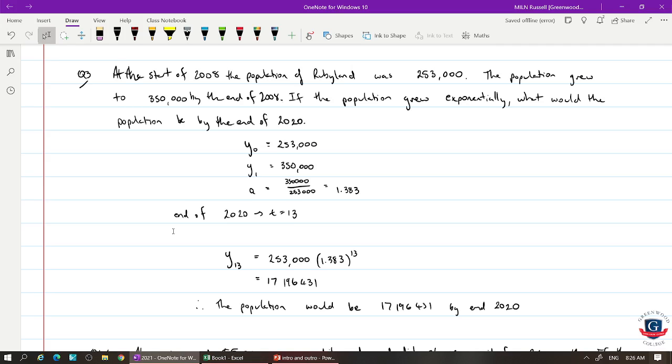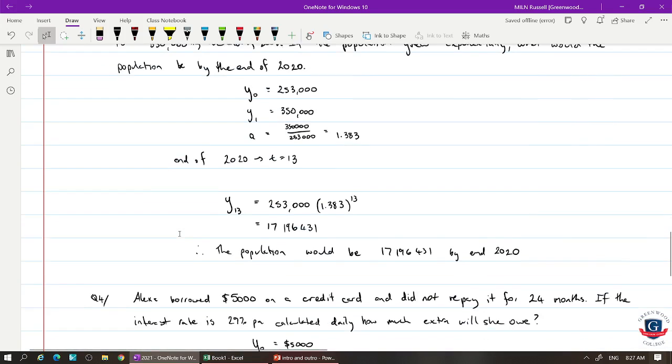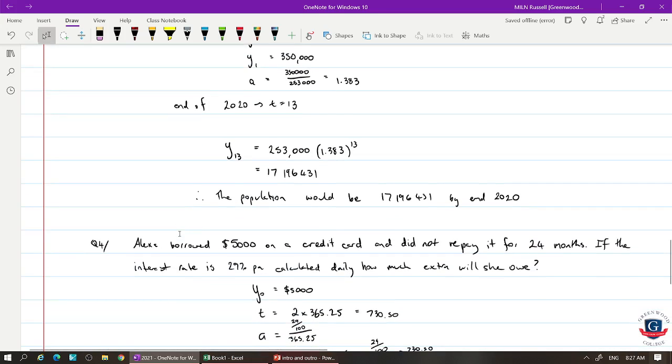And we want to know by the end of 2020. So 2008 is 0, 2009's 1, so on and so forth. We get to 2020 as t equals 13. Be really careful with that value. Take the initial value of 253,000, multiply it by the growth rate, raise it to the power of 13, and we get 17,196,431. Rubyland would be very packed by the end of 13 years if that growth rate continued, considering it only started with that 253,000.